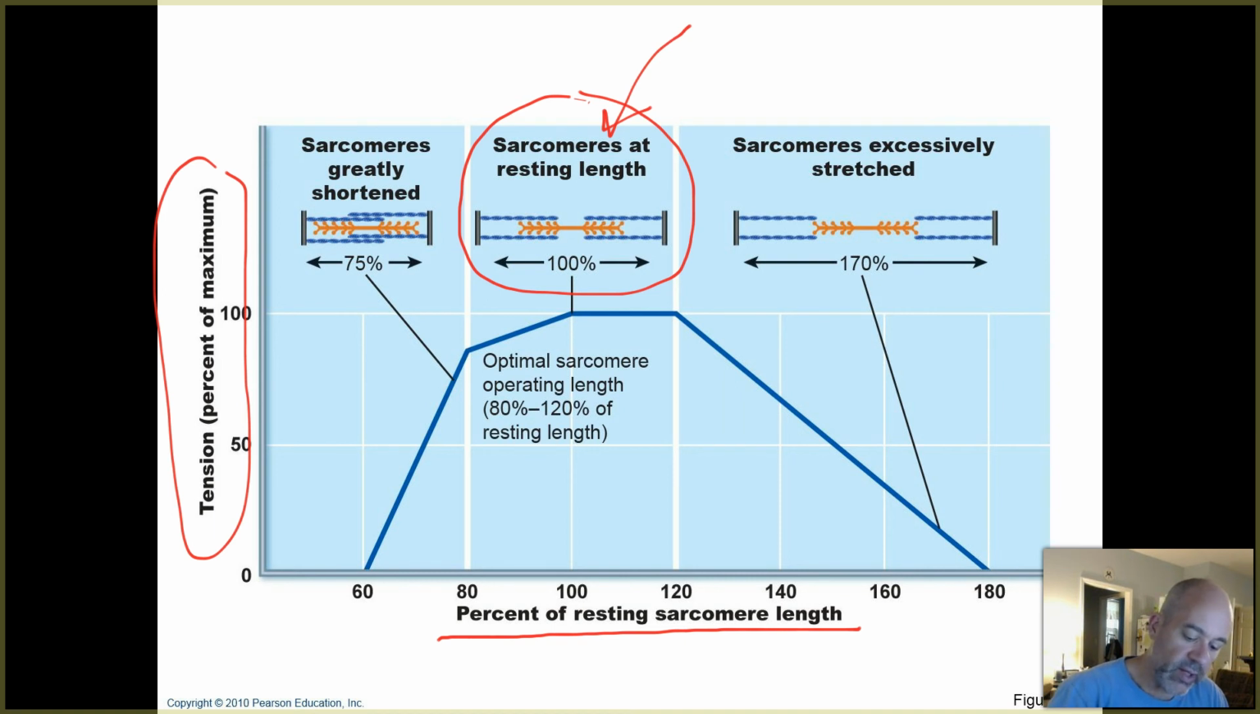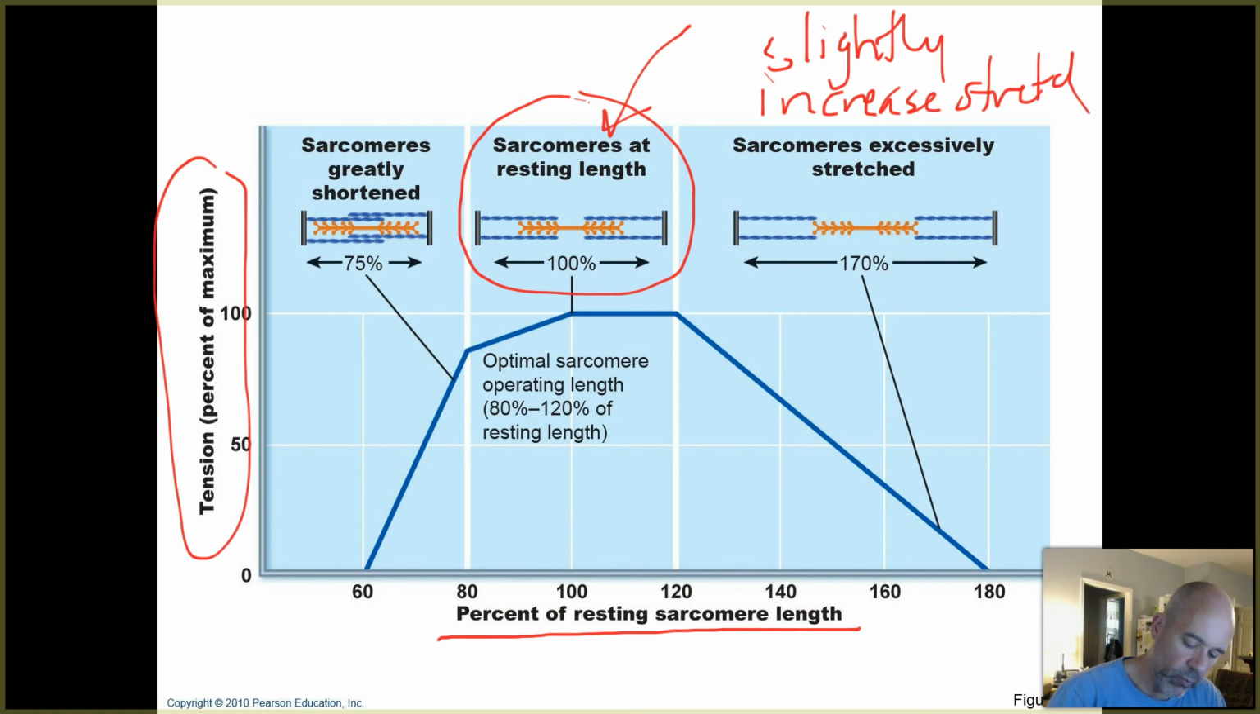Now, if you slightly stretch out your sarcomeres, so let's think about if you slightly increase the stretch. 100% would be normal, and look at like 120% over here. So think about your biceps brachii muscle. If this is its normal length, and let's say, not due to contraction, it's not contracting, it's just lengthened a little bit.